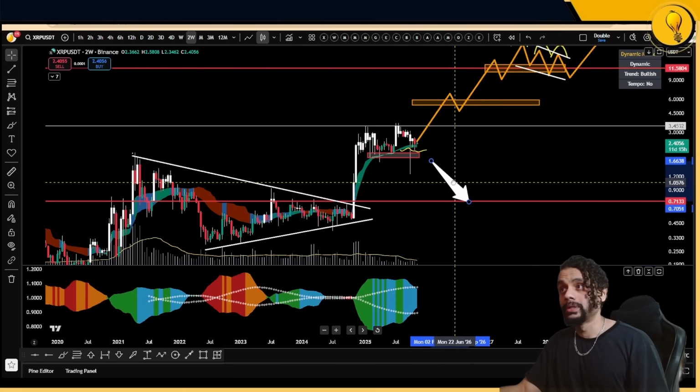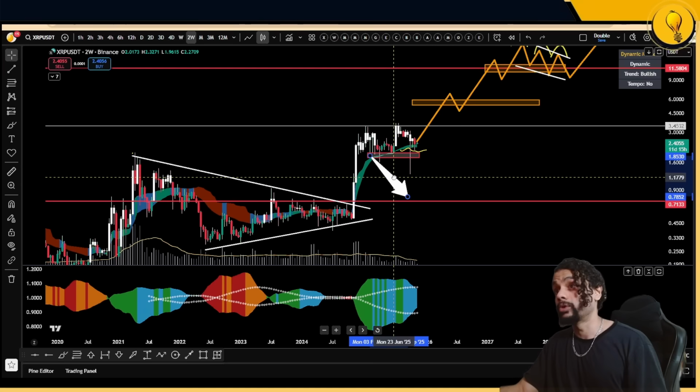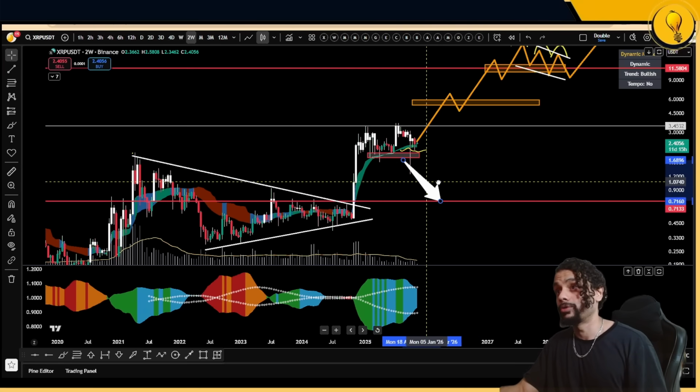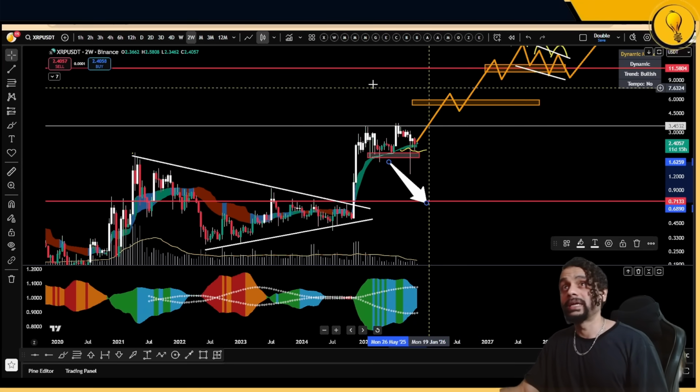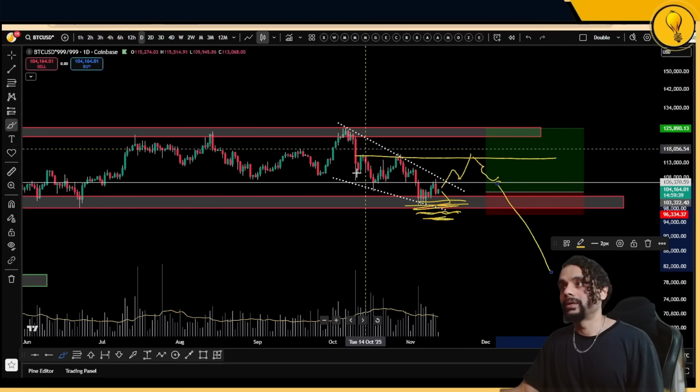Now this arrow over here, don't let this scare you. I think that's only going to play out if you close underneath the red box, not the dynamic. The red box is really important that XRP holds. We'll talk about that if we come to that. I don't think that's going to be a concern for now.